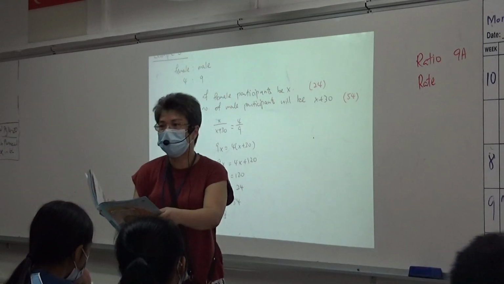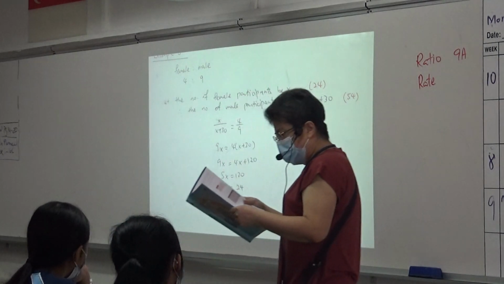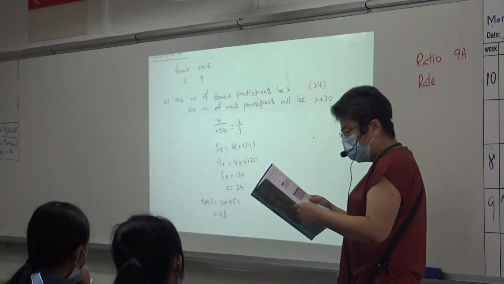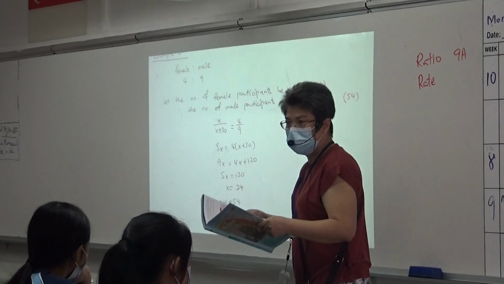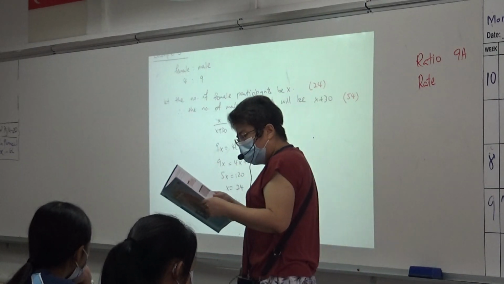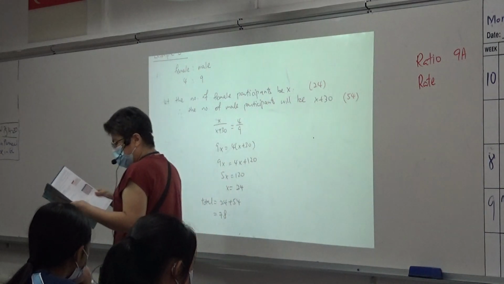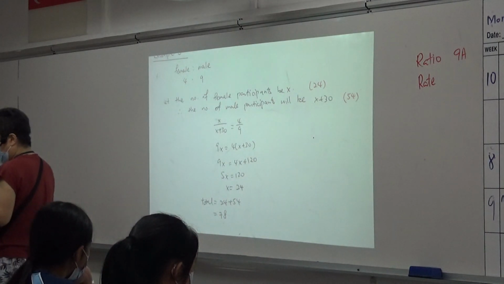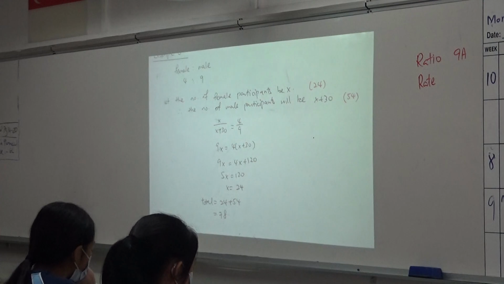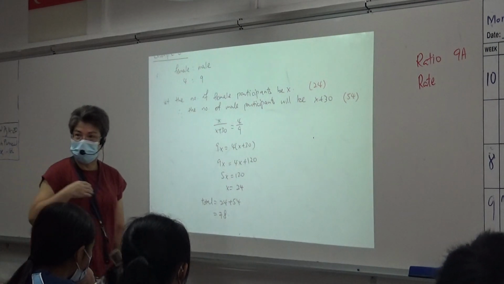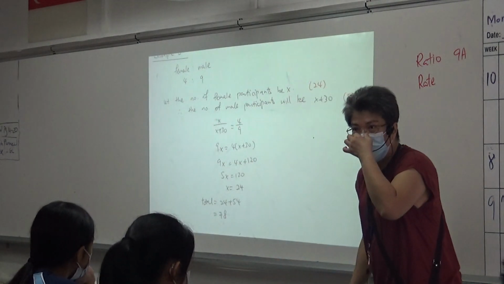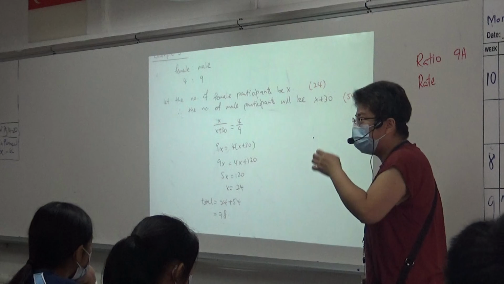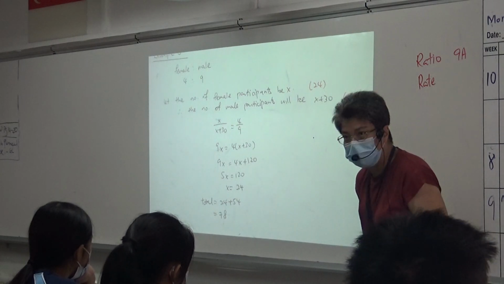All of you, page 14. The ratio of the number of female participants to the number of male participants at the party is 4:9. If there are 30 more male participants than female participants, calculate the total number of people who attended the party. Of course, you can do it the way the textbook does it. It's fine. They give you 2 methods. Am I right to say that? But since we have learned algebra, we can do it properly also.